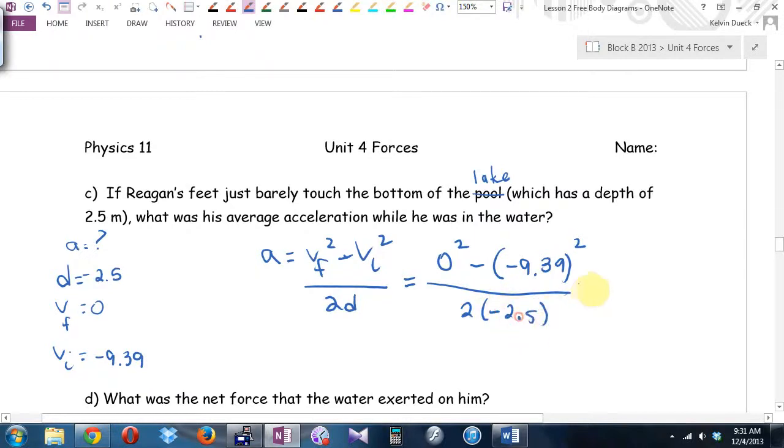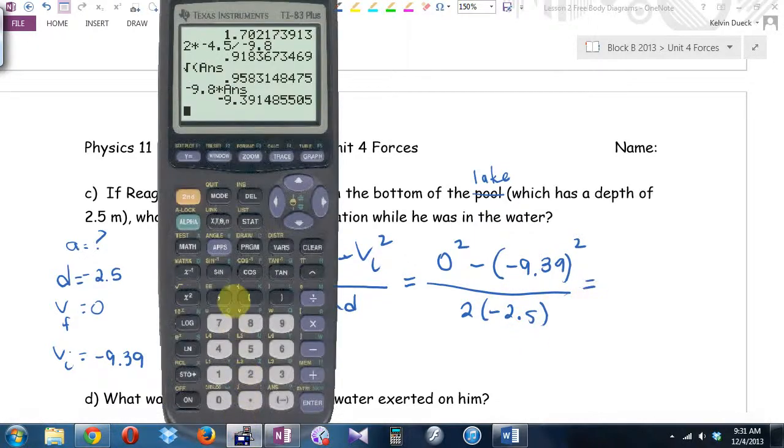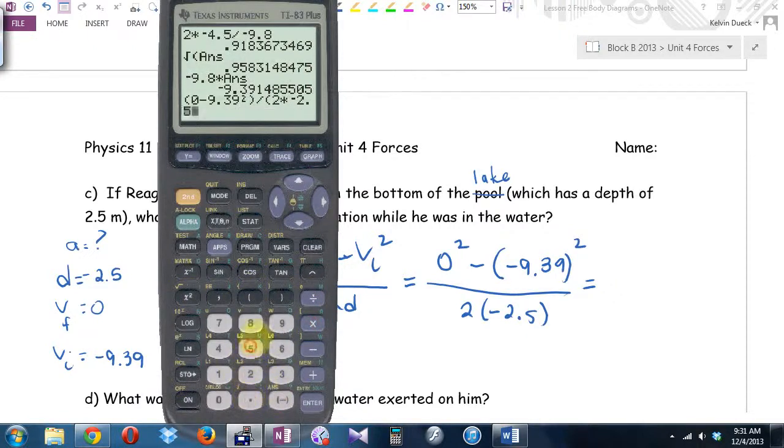More than one number on the top, more than one number on the bottom, so brackets. In fact, you know what? What's 0 squared? 0. I'm not going to put the squared on the 0 either. 0 minus 9.39 squared. Again, I chucked the negative, Olivia, because I knew it was going to cancel inside the brackets, but there's still a minus sign in front, right? Divided by 2 times negative 2.5.